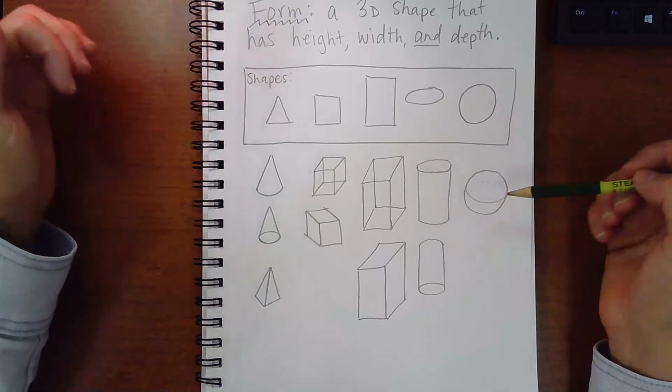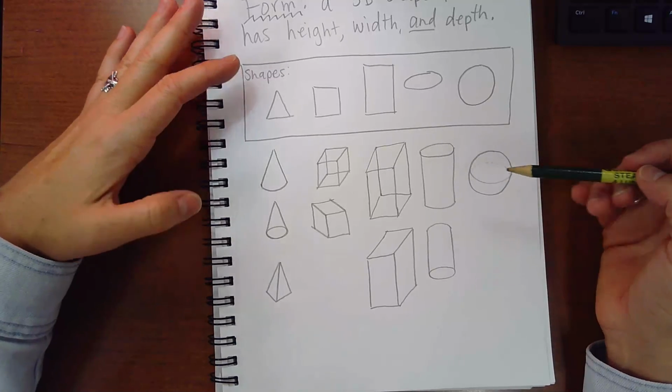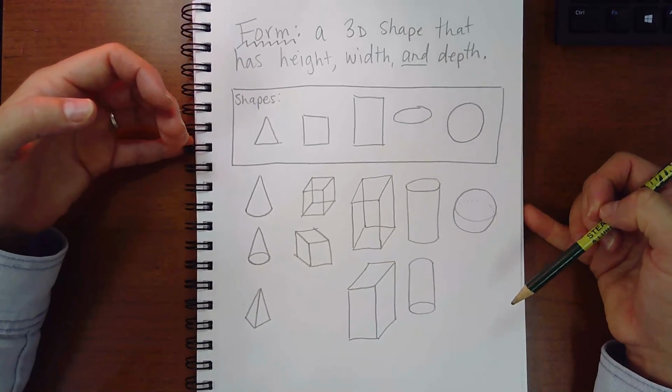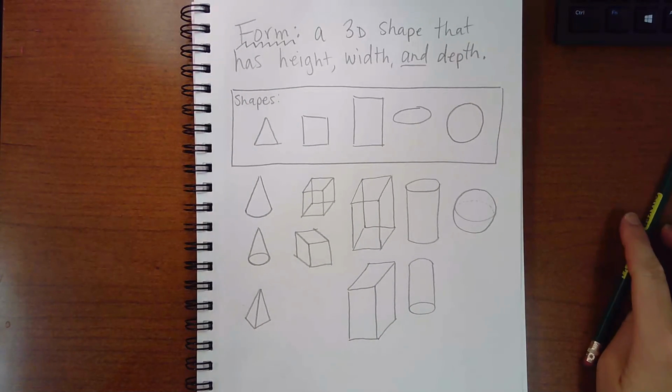Each one of these shapes can be made using value, using shading techniques to make them look more like 3D forms, implied 3D forms. We're going to be practicing that in our sketchbooks in upcoming lessons.